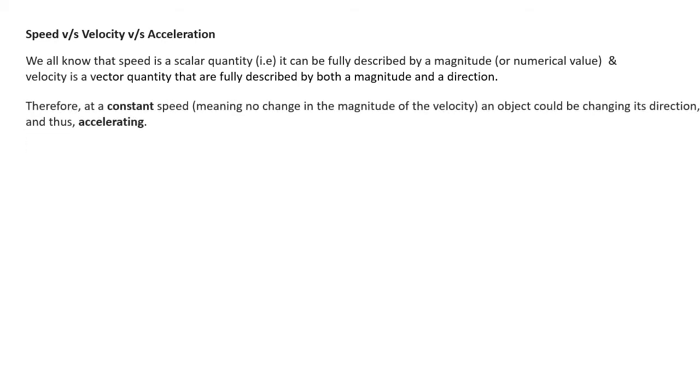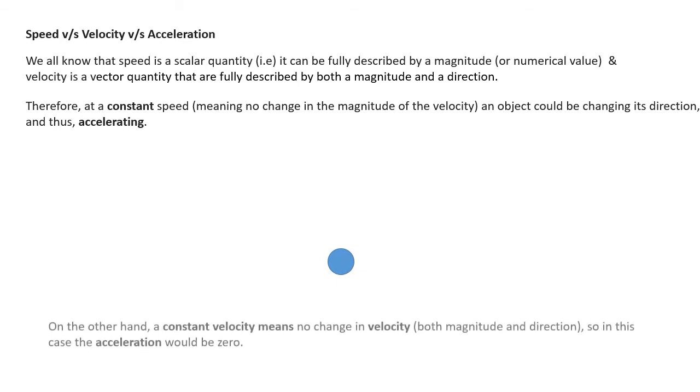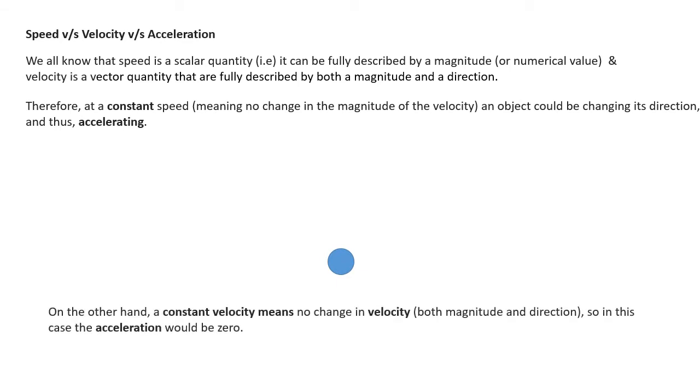It would also be interesting to note that even if a body moves with a constant speed, if it changes its direction, the body would still be accelerating. Also, if a body moves with a constant velocity, it means its acceleration would be zero.